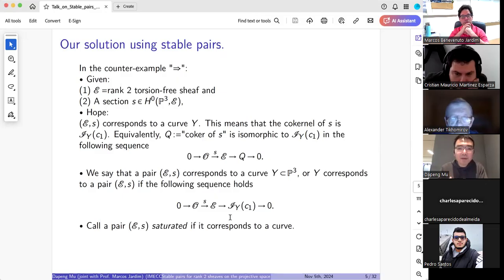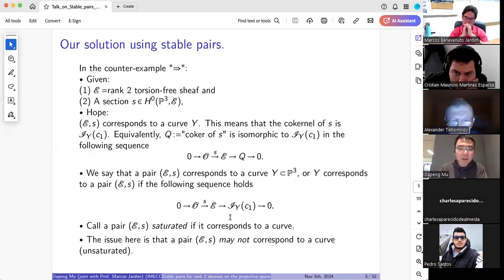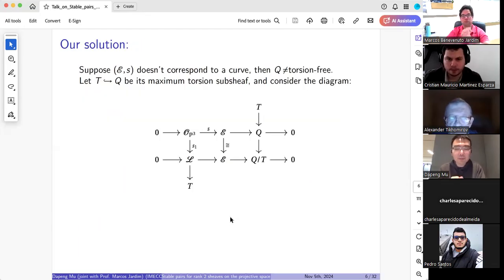And then we give it a formal name. We call such a pair saturated if this pair corresponds to a curve. Okay, so here the issue is that a pair may not be saturated, or it may not correspond to a curve. And then this is our solution.